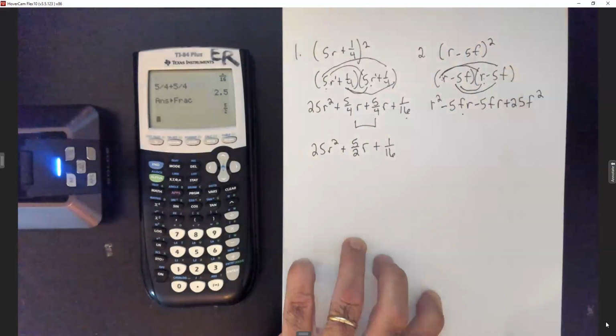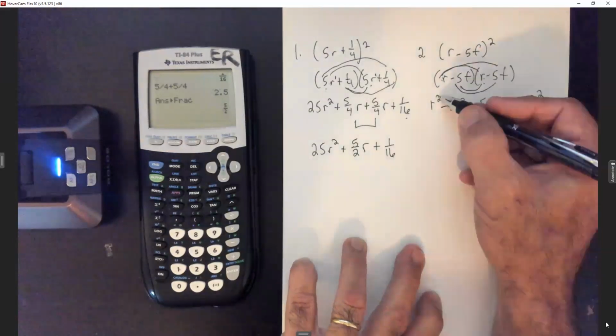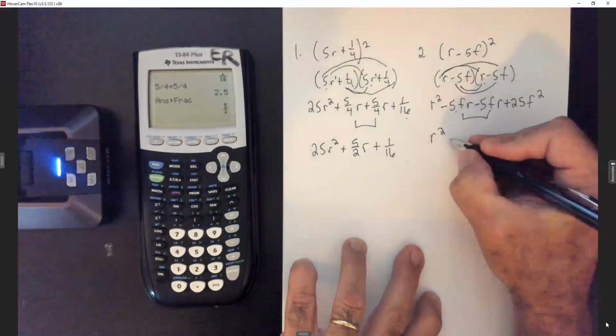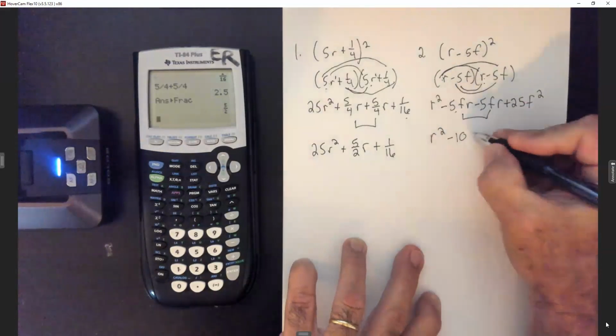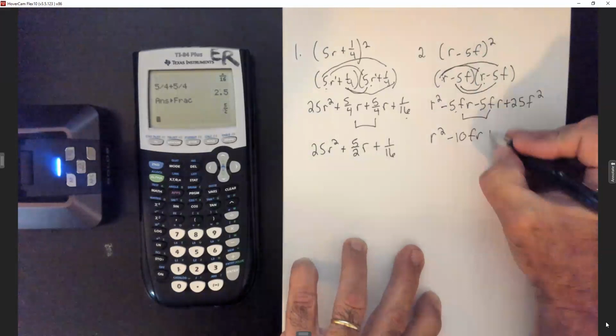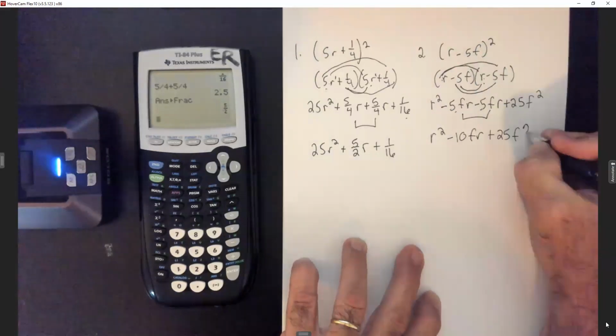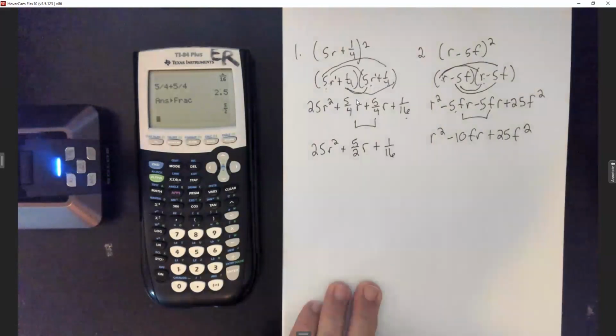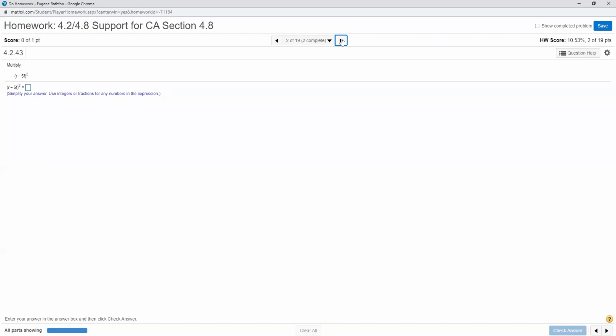All right, then the same thing. The only thing I can do is add my like terms. So bring down the r squared. Negative 5 and negative 5 is negative 10 fr plus my 25 f squared. So y'all, I would go put that in, and then move on to the next. So 3 has an x squared plus 7 squared. So let's go work that.